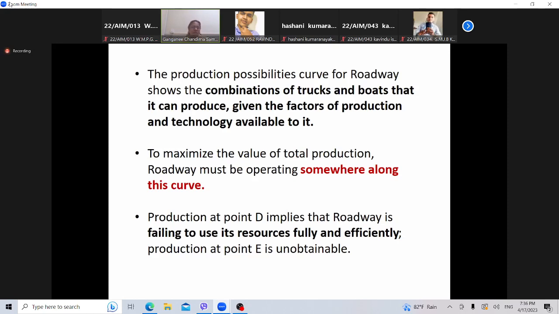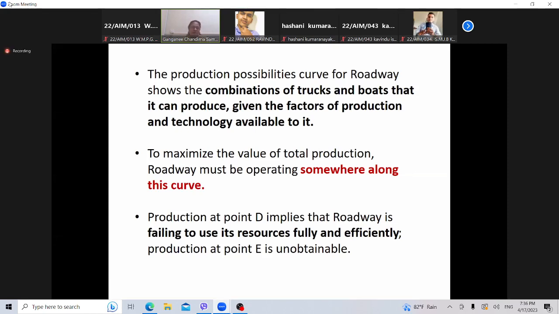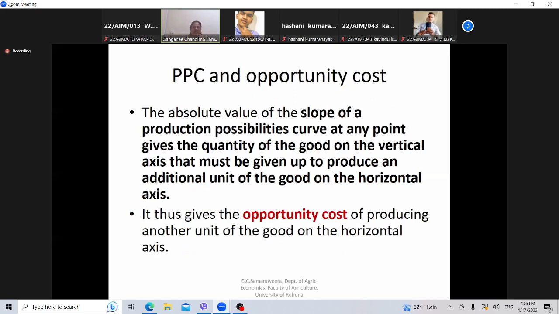That's why we should use these factors very carefully, without wasting and without allocating resources inefficiently. Okay, so to maximize the value of total production, roadway must be operating somewhere along this curve. That's why we took two products here. Production at point D implies that roadway is failing to use its resources fully and efficiently. That's why it is feasible but not efficient. And E, unobtainable.